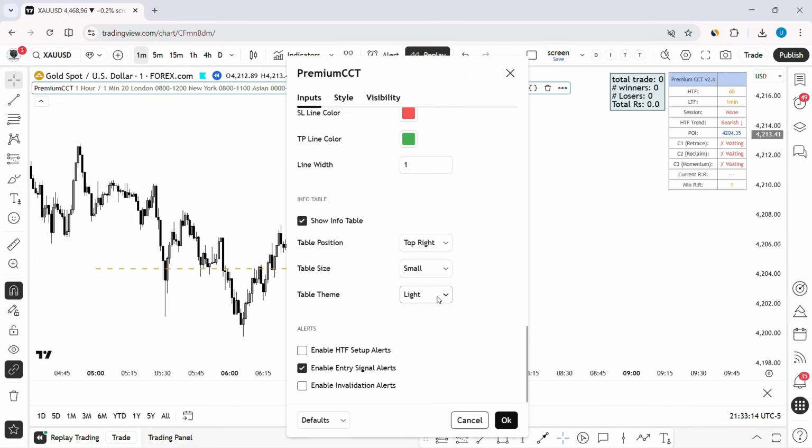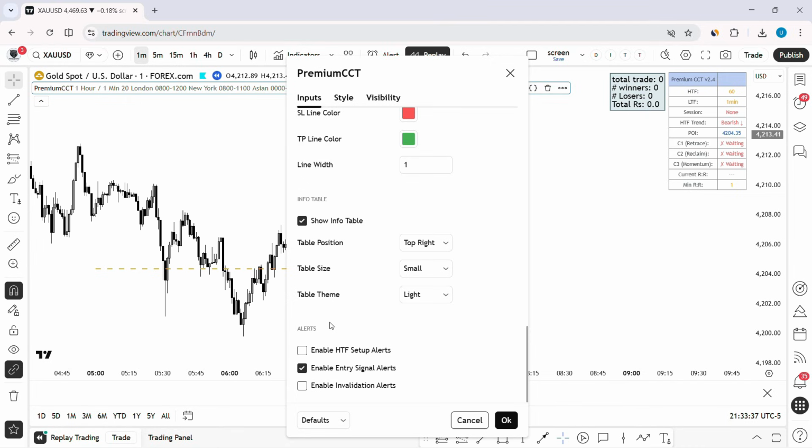Then we have table theme. This has 2 themes. When the background of your chart is dark, you can choose the dark theme. The colors of it will suit the dark background. But right now, since we are using the white background, we will use the light table.